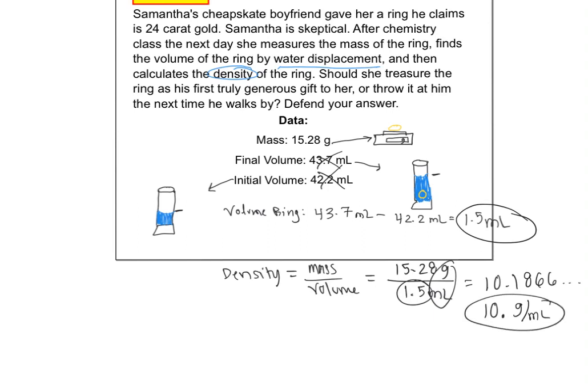So how do we know if this is helpful? Like 24 karat, that's carat, is not a unit of density, but we know what pure gold is. So I'm going to flip back if I can. Is 19.32 the same as 10? Nope. So what that tells me is she should throw it at him. He was a liar. It is not pure gold.